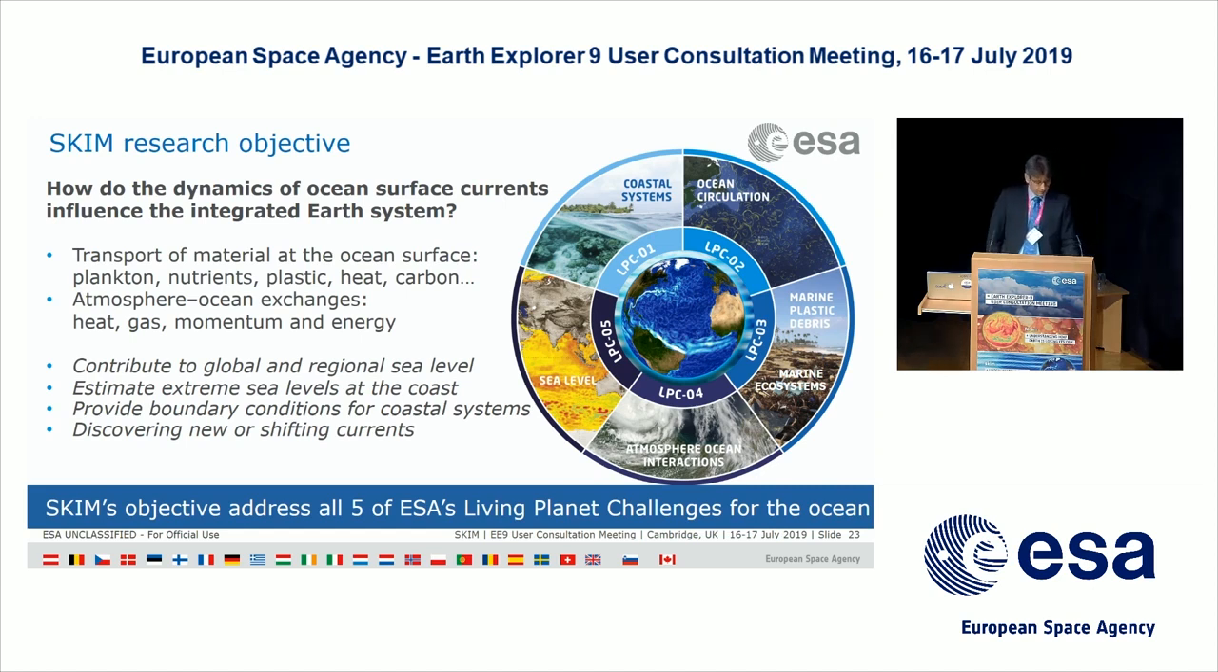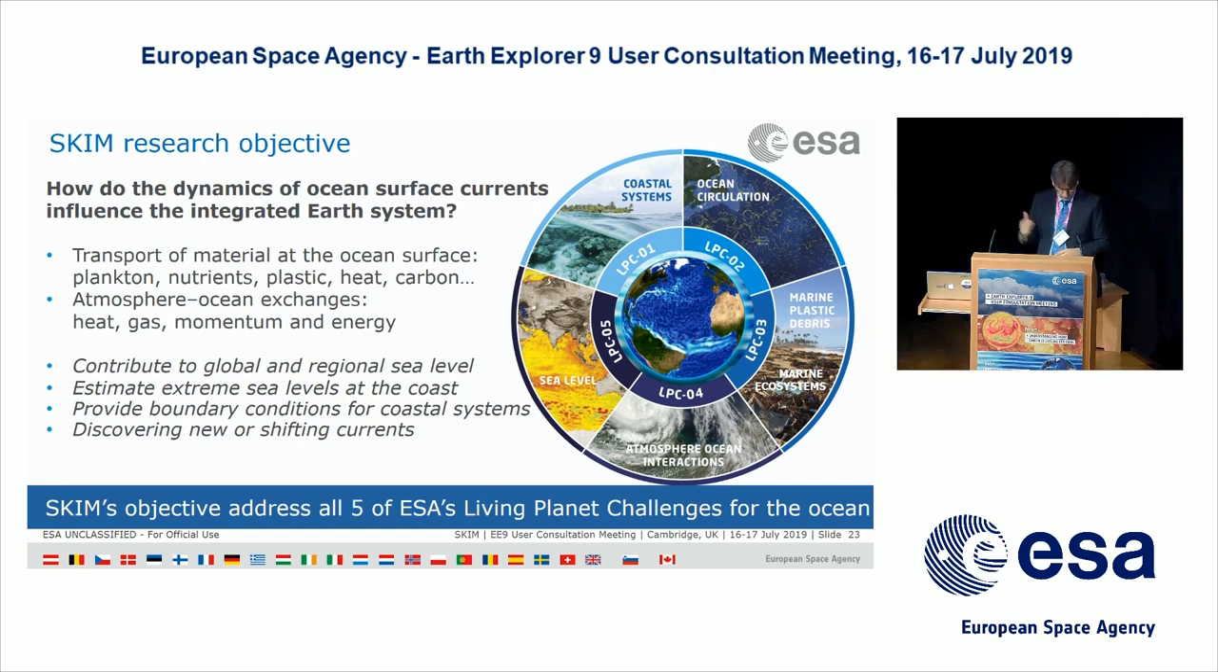These 5 challenges are represented in this figure. Within the SKIM objective, we have specified 2 targets. The first target is a determination of ocean surface transport, and this is clearly related to LPCO2 on ocean circulation. And by combining currents with other measurements or estimated quantities, we can compute derived variables that are the flux or transport of plankton, plastics, and everything that drives the ocean currents. This is a clear contribution to LPCO3, which covers marine ecosystems, of which the plastic crisis is one aspect.